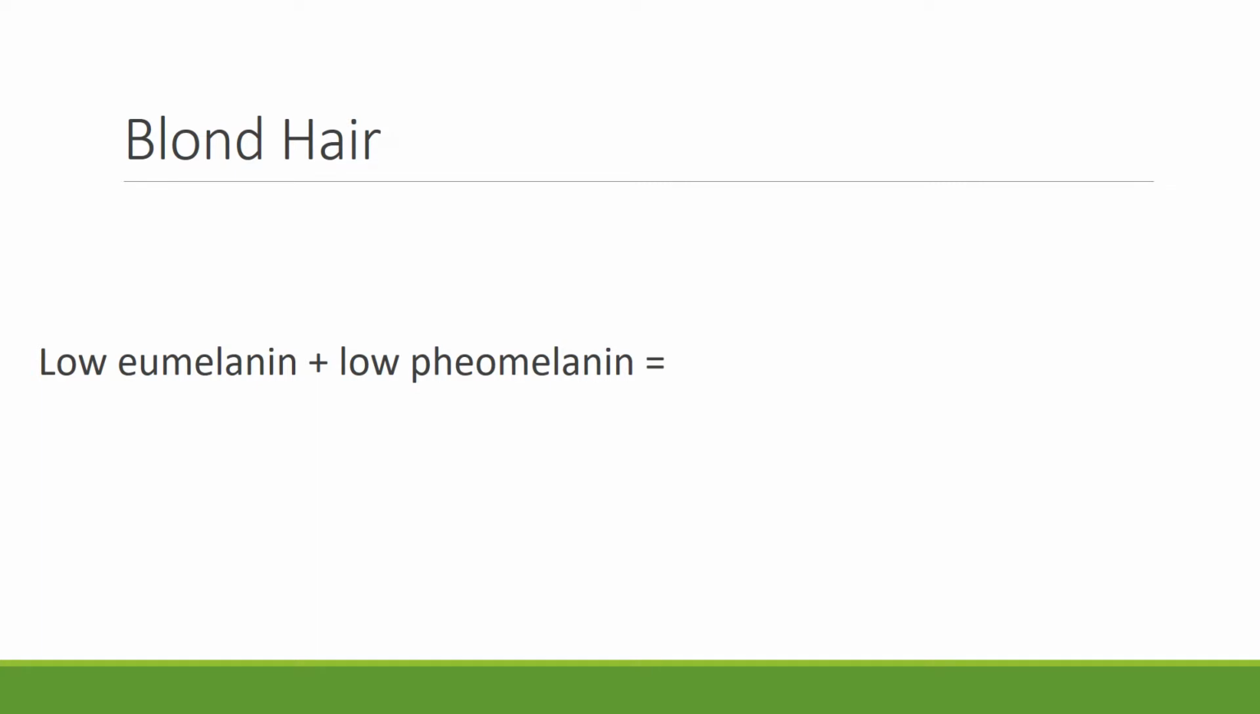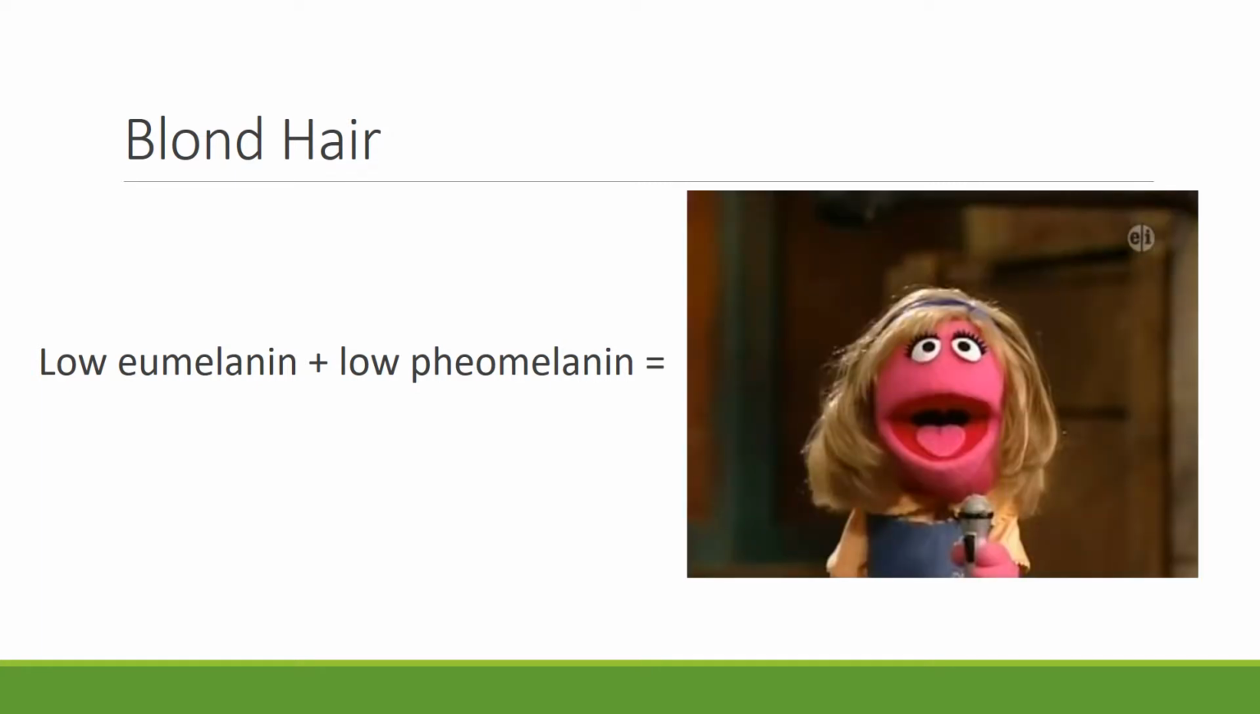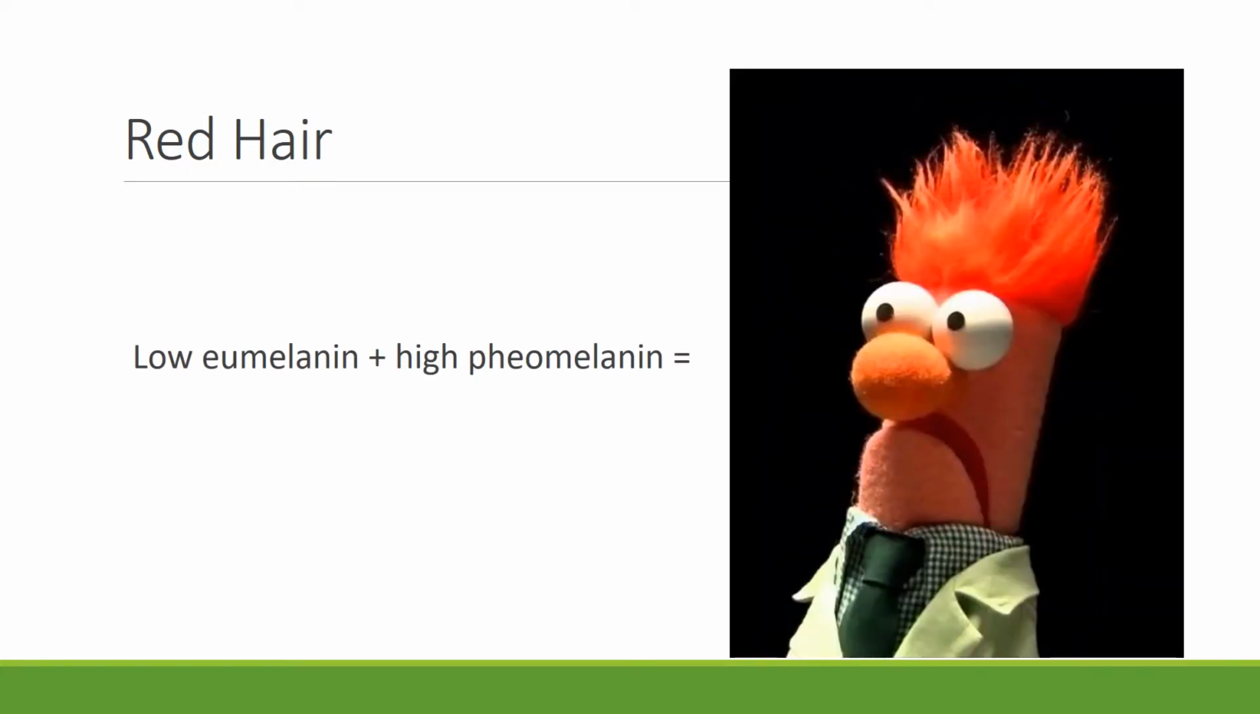Blonde hair contains both eumelanin and pheomelanin, but contains low levels of both. More eumelanin would result in a darker blonde, while more pheomelanin would result in a strawberry blonde. Since pheomelanin is a yellow-orange pigment found in redder pigmented areas, it makes sense that high levels of pheomelanin and low levels of eumelanin result in red or ginger hair.